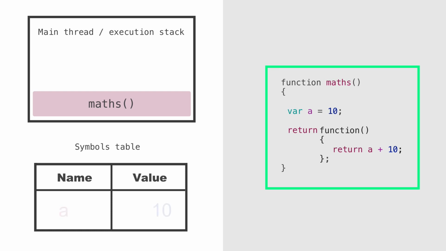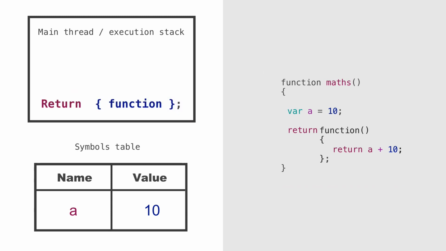So what happens is when we invoke the first function, the main outer execution context, we create the symbol a equal to 10. That's literally all that function is doing in its execution context. It's not invoking any other function. So that symbol is created in the symbols table and that function is simply removed off the execution stack.